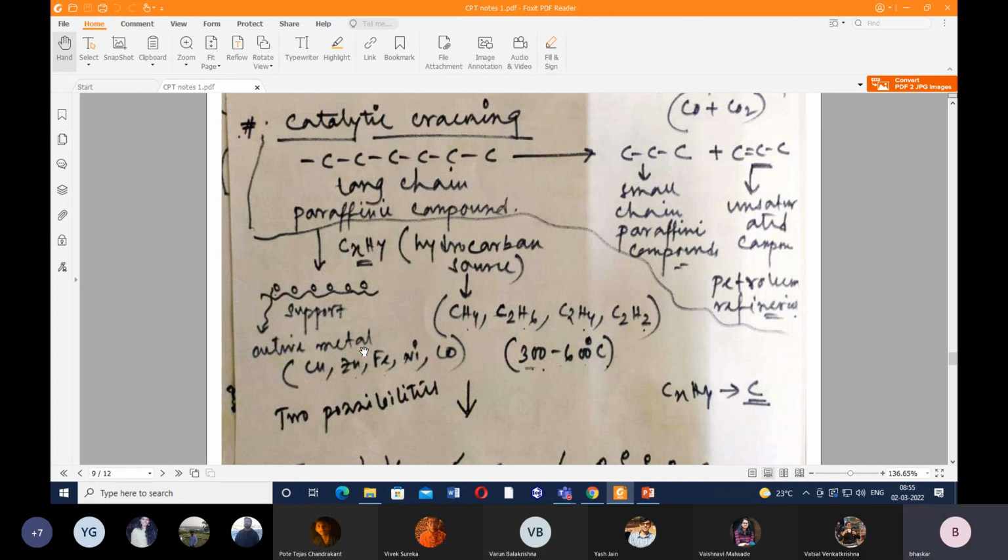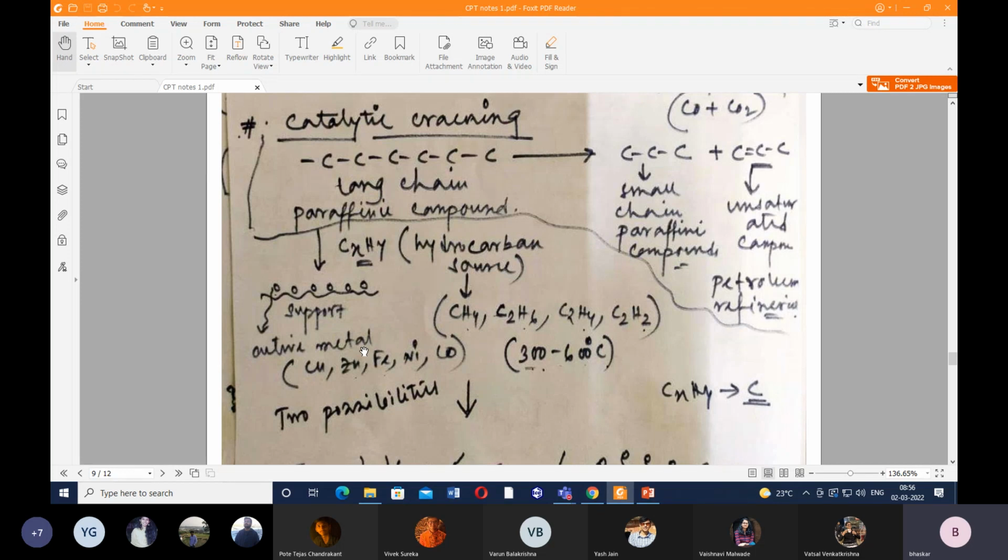Okay, so that's why nowadays these active metals are basically the transition metals. Transition metals means iron, nickel, cobalt, copper, and zinc also comes under the transition metals. Okay, so in transition metals, how can we synthesize a transition metal based catalyst? We can synthesize a transition metal based catalyst starting with nickel precursors.